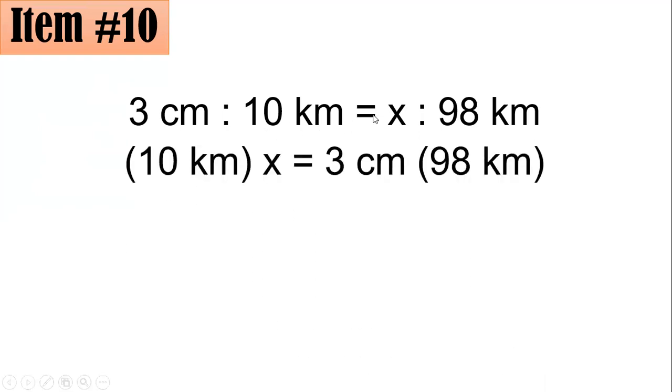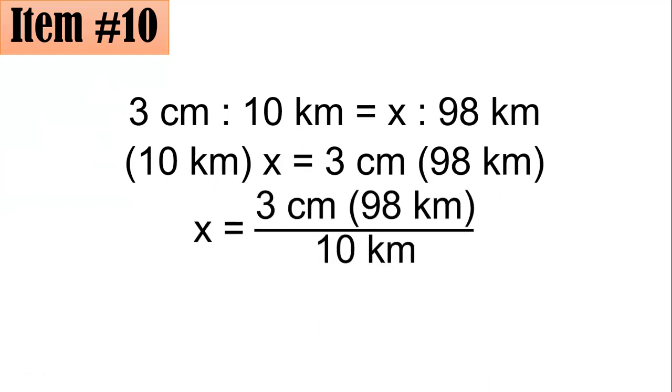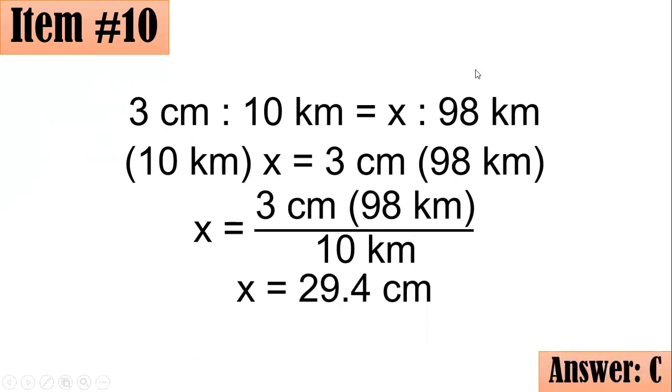10 kilometers times x equals 3 cm times 98 km. Means inside, the extremes are the ones outside. And dividing both sides by 10 kilometers, so to get the value of x, the kilometers here will cancel. And so we have 3 times 98 divided by 10, which is 29.4 centimeters. Letter C. Okay.